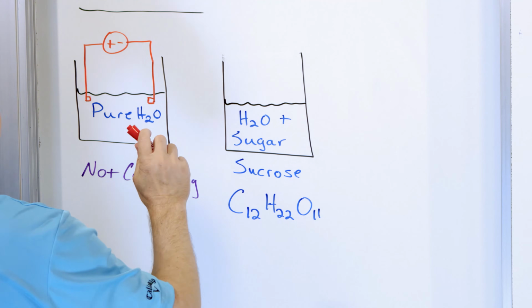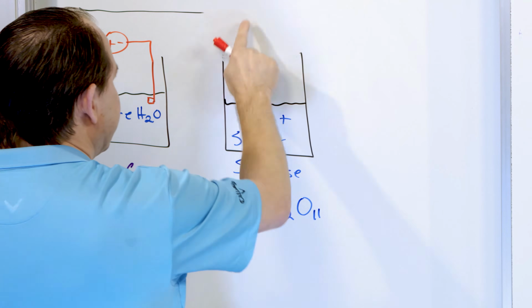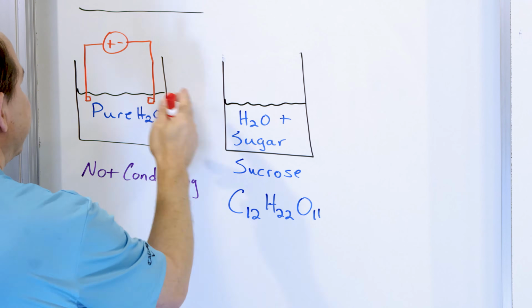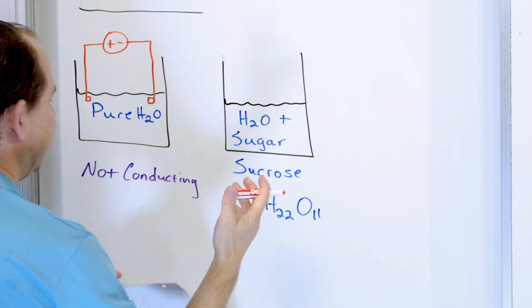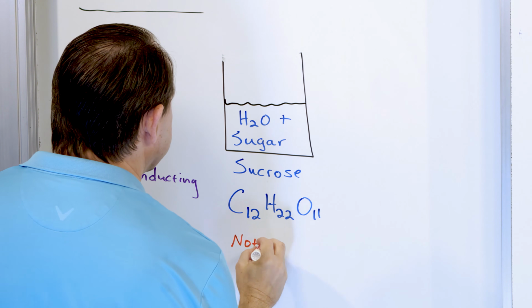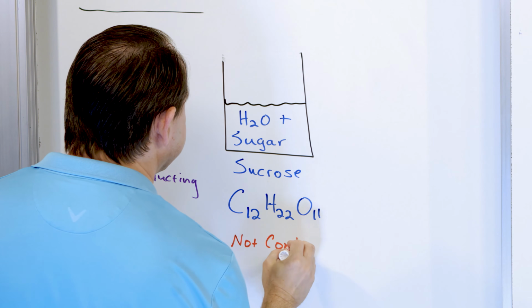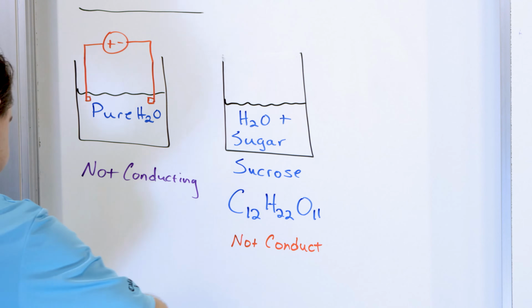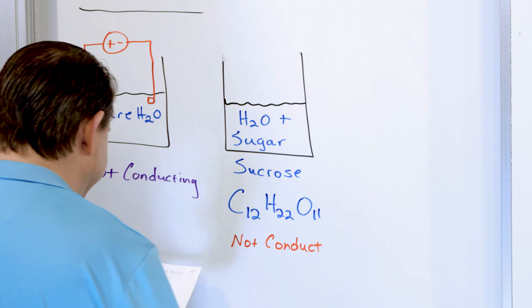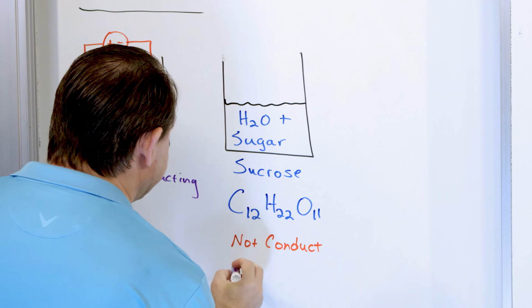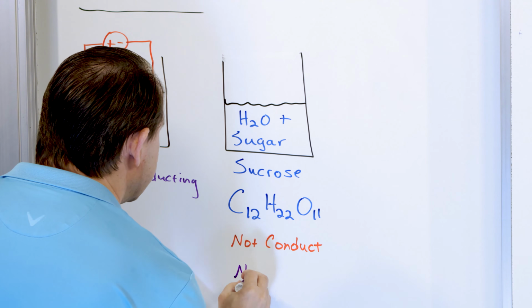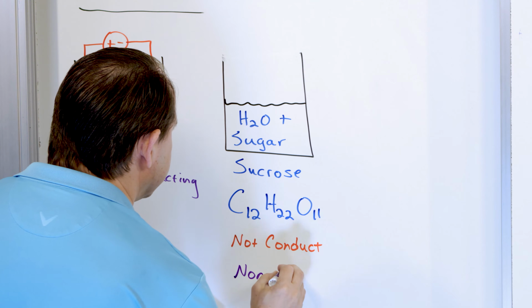Now, if you do the same thing, if you connect this thing up to a circuit like this, then what you're going to find out is the same thing. It's not going to conduct electricity. Okay? And that means that we have a word for it in chemistry. It's called a non-electrolyte.